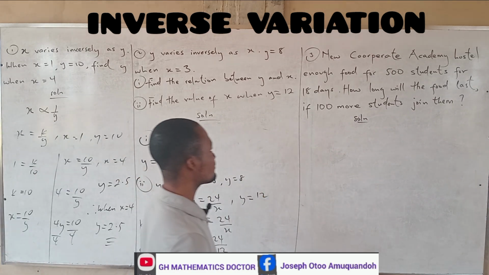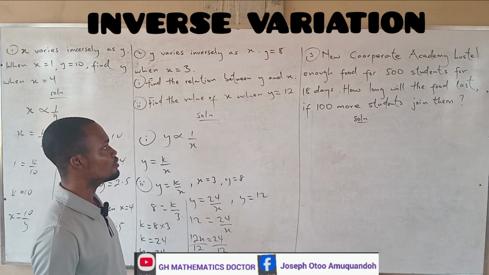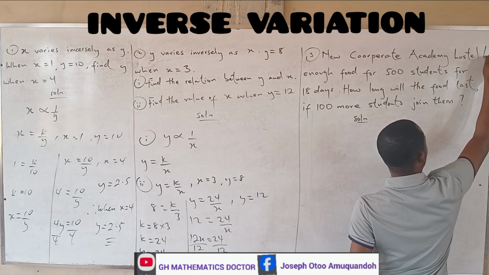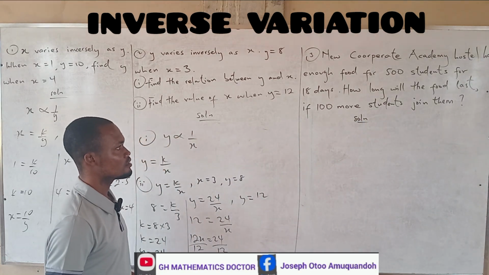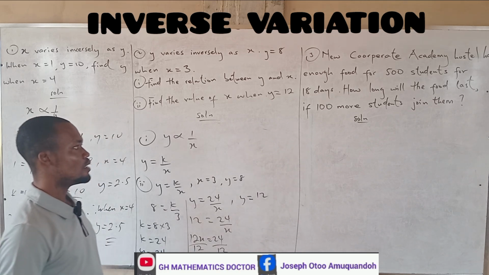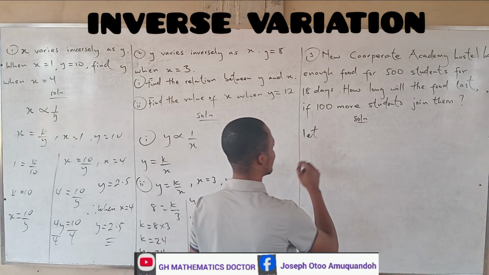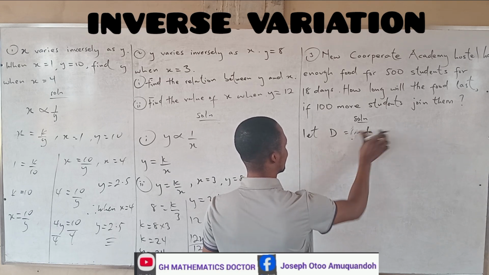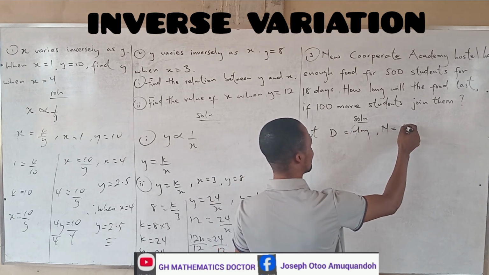So let's look at the last question. That's a word problem, which says: New Corporate Academy Hostel has enough food for 500 students for 18 days. How long would the food last if 100 more students join them? All right, so let's denote D for days and N for students.